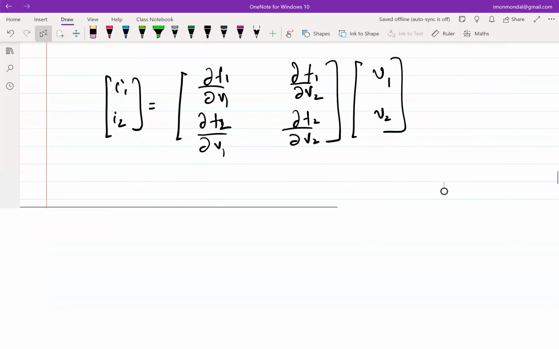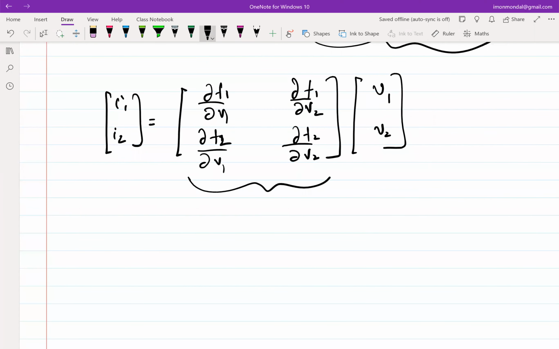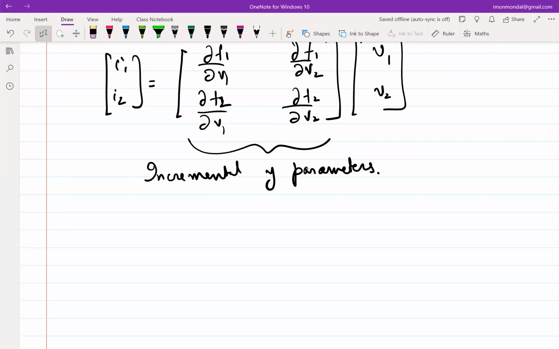These are called incremental Y parameters. And as it turns out in the literature, even going forward, we will not refer to these dels repeatedly as is. So there are terms which we replace them with. We say that the first term, del F1 by del V1, is Y11.